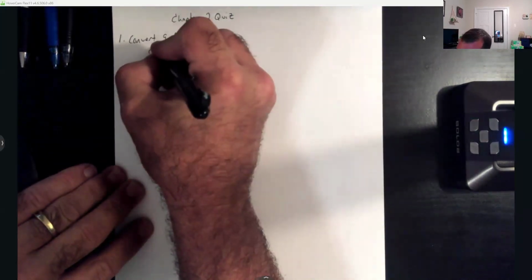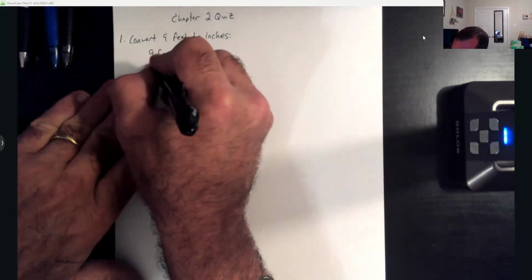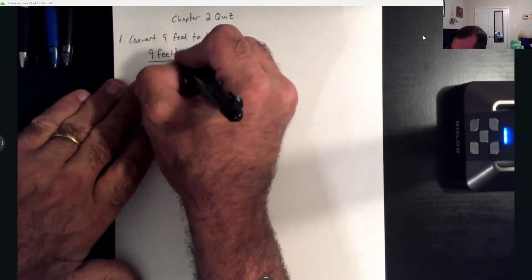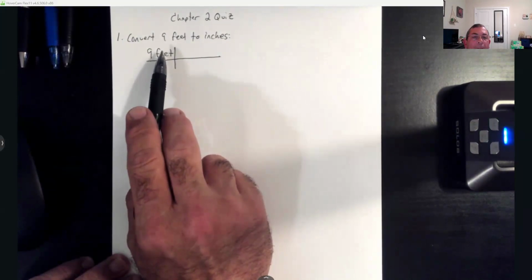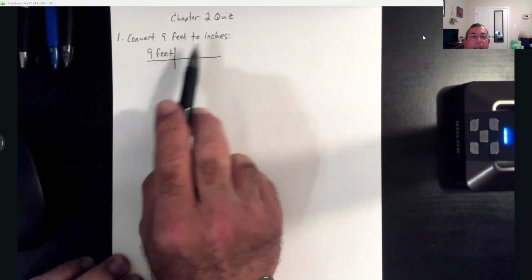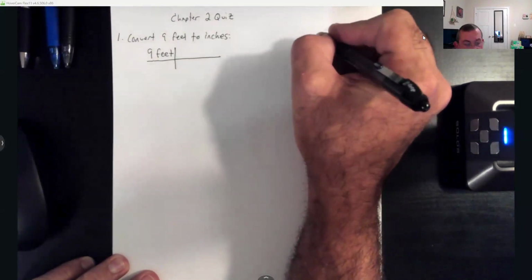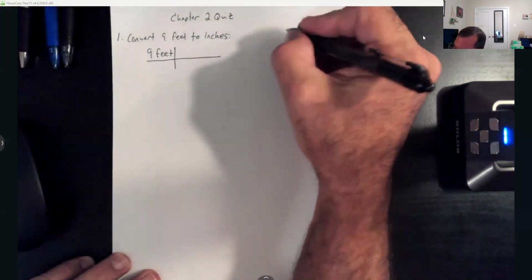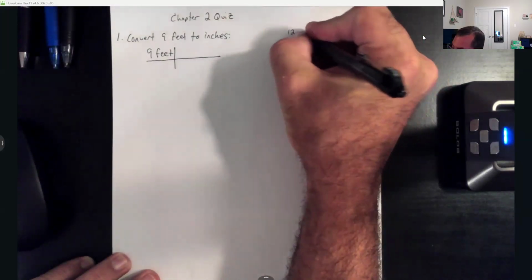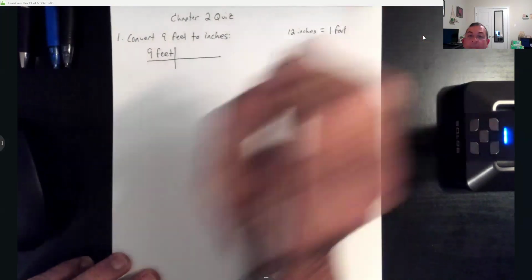So, y'all, to start these off, I'm going to write down 9 feet. And then I make me a little line sort of separating them off. Because what I need to figure out is what I need to do to convert feet into inches. So we need to figure out how many inches are in 1 foot. Now, a lot of these, they give you the conversions, but the conversion for feet to inches is that 12 inches equals 1 foot. Okay.